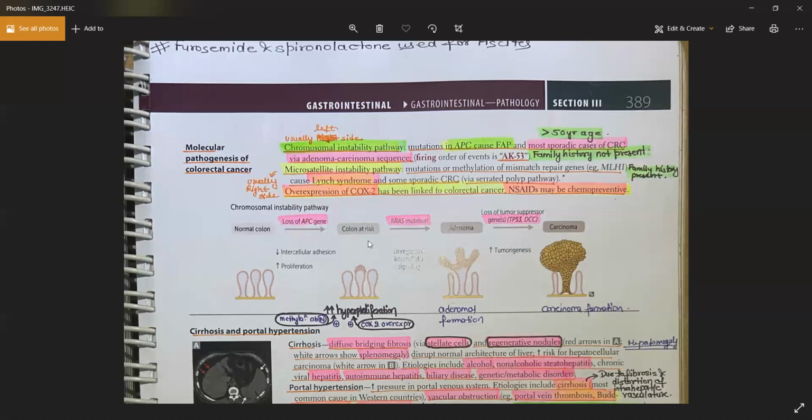DCC is again a tumor suppressor gene related to colorectal carcinoma. It is known as DCC.